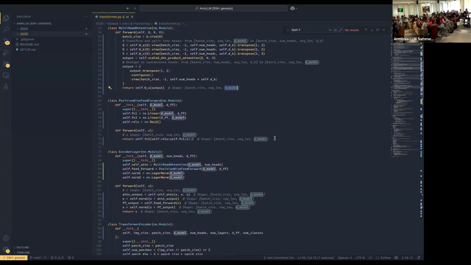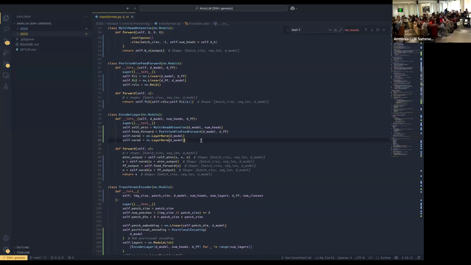Even more straightforward is the MLP. So this is just a very, very classical MLP. You have two matrices, and your activation function here is ReLU. So you just apply one matrix multiplication, apply ReLU, apply a second matrix multiplication.